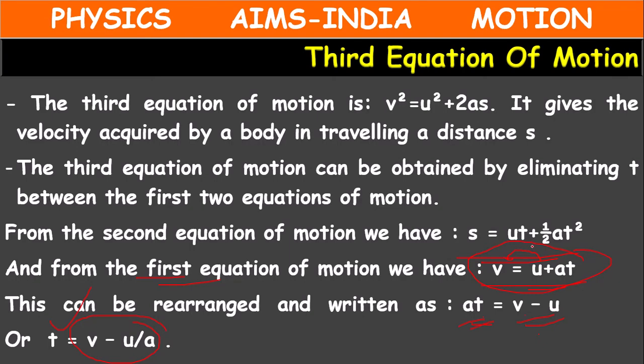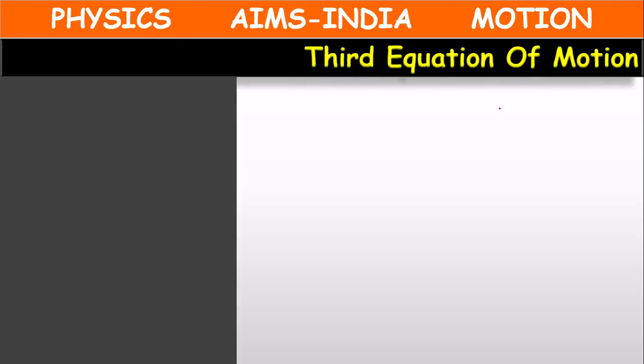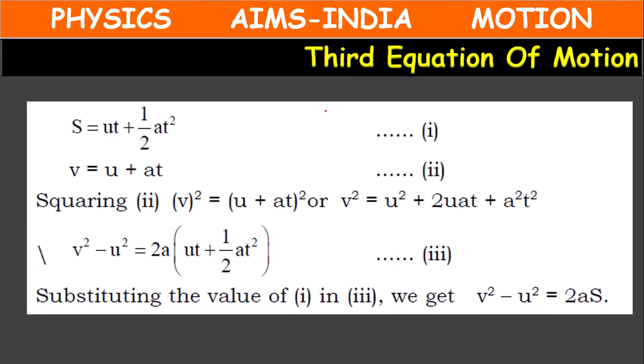Like that we can write. And if we substitute s equal to u into, in the place of t, if we substitute (v minus u) by a, plus half into a into ((v minus u) by a) whole square. If we substitute and simplify, then we will get this equation. That is one method. And we have another method.